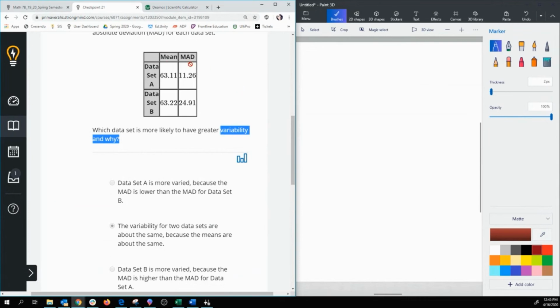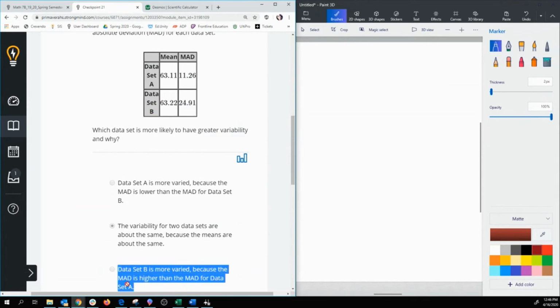The mean absolute deviation, perfect. And if it has a greater variability, whichever number has a larger mean absolute deviation, that data set is going to have more variability. So 24.9 is bigger than 11, which means that data set B is going to be more varied because the mean absolute deviation is higher than the mean absolute deviation for A. So Jordan, does that make sense?